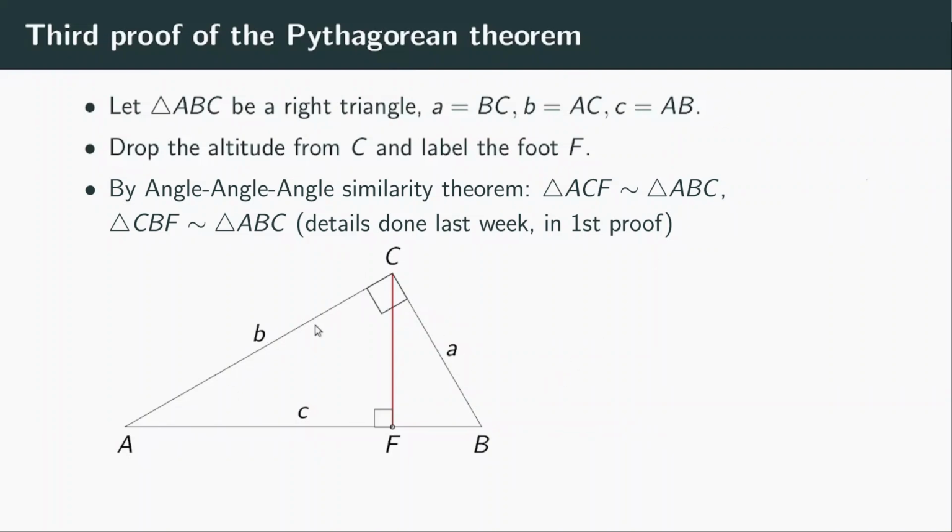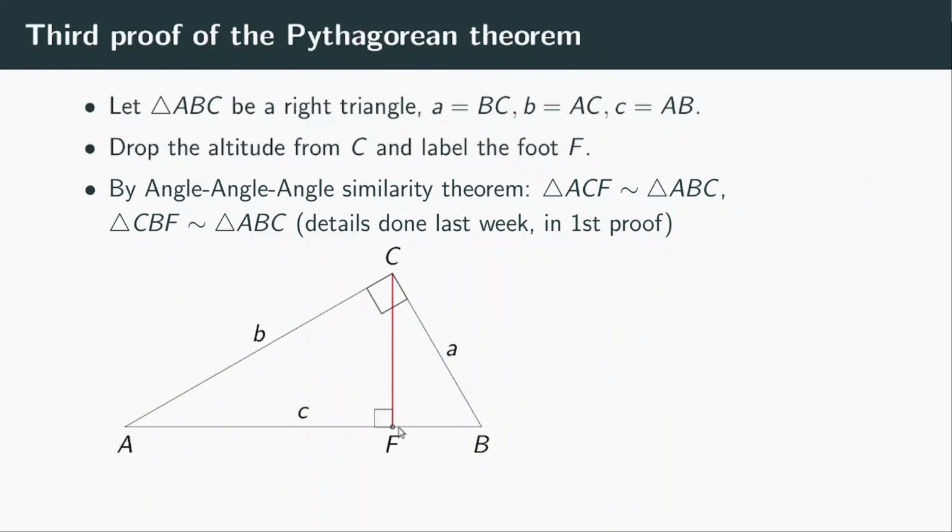So I have a right triangle ABC, and I've labeled the sides by the vertex opposite them. So for instance, BC is opposite A, so it's a lowercase a. AC is opposite the vertex B, so I label it with a little b. And AB is the hypotenuse, and I label it with a little c. So now I drop the altitude from C, and I label the foot F.